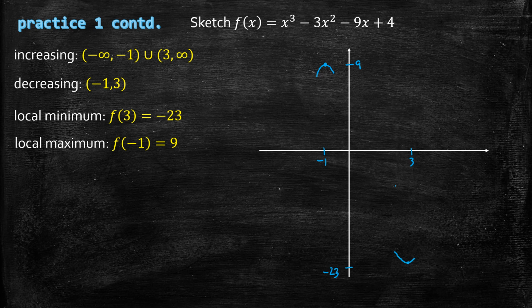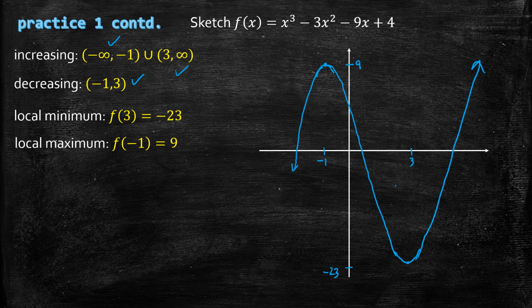If you sketch those local max and mins in first, then you can check that the increasing and decreasing really works. It matches your max and min. So yes, this looks good. f is increasing up to -1, check. Decreasing from -1 to 3, check. Increasing from 3 to infinity, check.